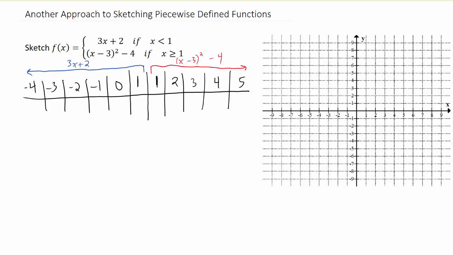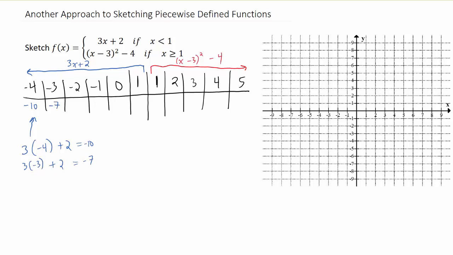And so I'm going to evaluate the function based on its definition, but only over that subinterval. So for example, when x equals -4 here, I'm substituting -4 into 3x plus 2. So 3 times -4 plus 2, that's -12 plus 2, that's -10. So I'm going to put a -10 here. Similarly, when x equals -3, I'd have 3 times -3 plus 2, that's -9 plus 2, that's -7.